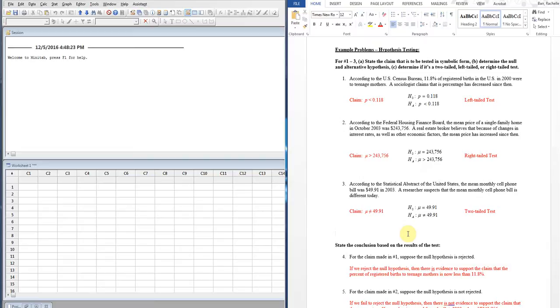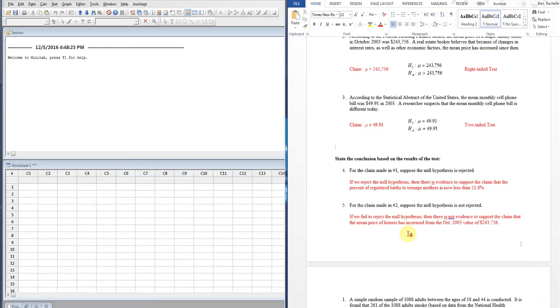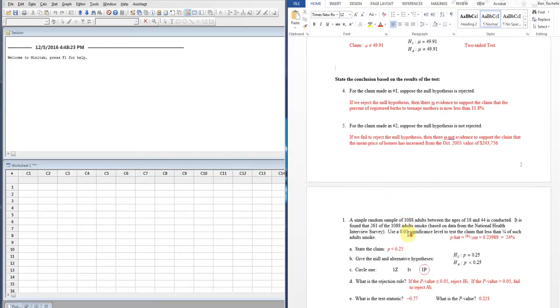All right, on to step 2, or problems 4 and 5.